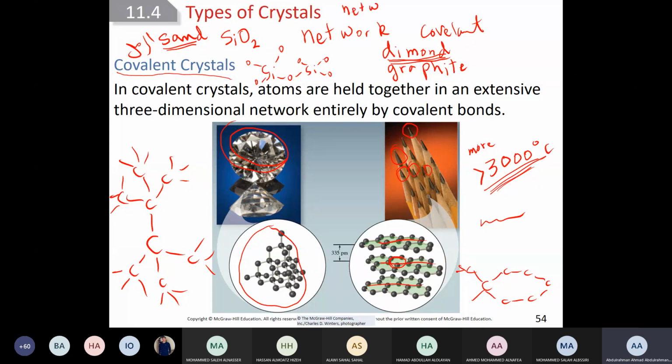These are known as network covalent compounds. You have to memorize network covalent. I want you to know only 3 examples. What are these 3 examples? Quickly. Diamond, graphite, and silicon oxide, sand. SiO2 could be sand or glass also.